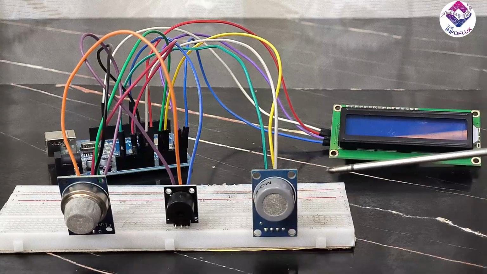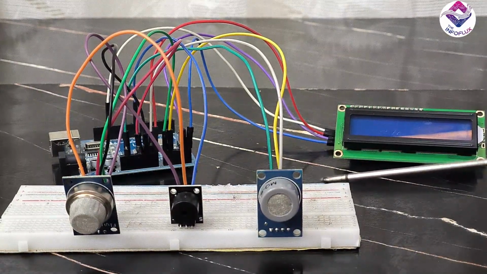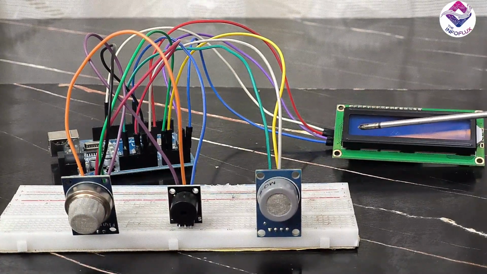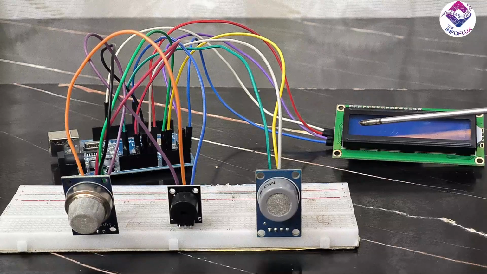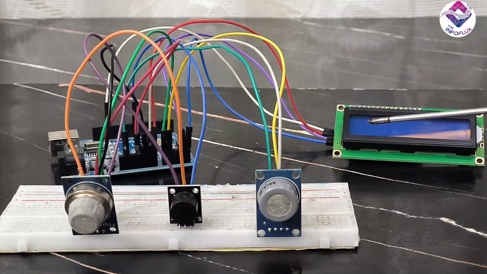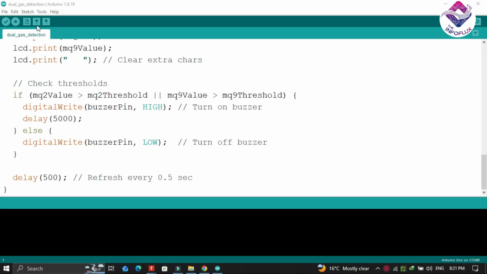Connect the VCC pin of the MQ9 sensor with 5V, ground pin with ground pin, and A0 pin with the A1 pin of the Arduino Uno. Connect the VCC of the 16 cross 2 LCD with 5V, ground pin with ground. Connect the SDA pin of the 16 cross 2 LCD with the A4 pin and the SCL pin with the A5 pin of the Arduino Uno. Upload the code to Arduino Uno.